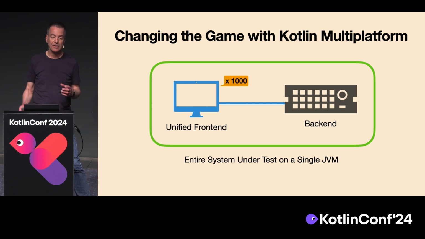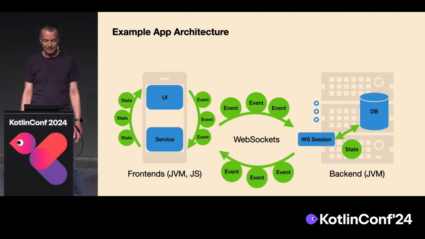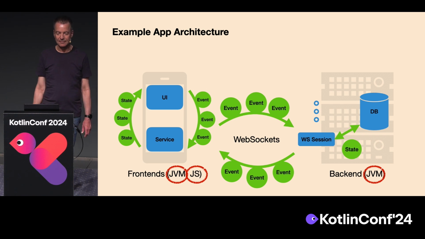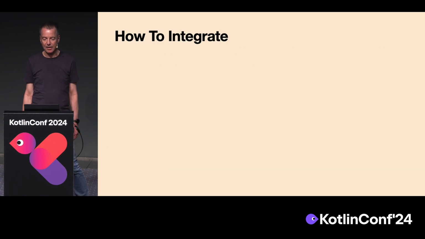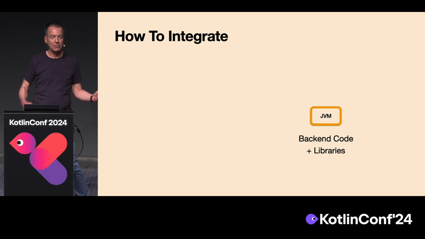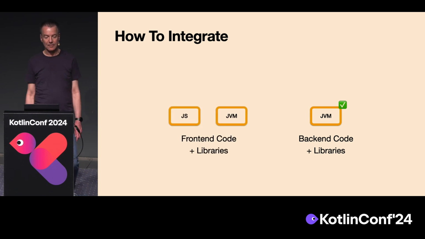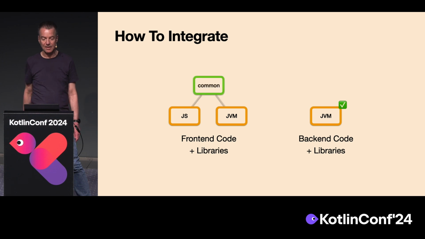So how can we get there? With Kotlin Multiplatform, let's see. Recap, we have the backend on JVM, we have the front ends on JVM and JS. And to integrate this on a single JVM, with the backend code, it's easy. We're all good because it's already on the JVM. With the front end, it's a bit different because we have 2 targets. We have JS and JVM. So we need to make sure that both targets share all code. And then we can test on the JVM and be assured that we've covered JS as well.